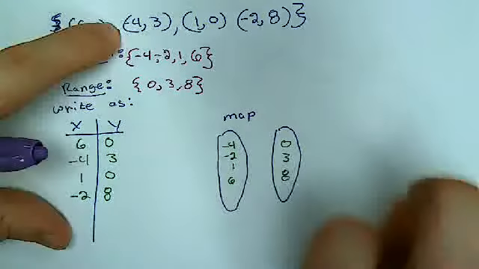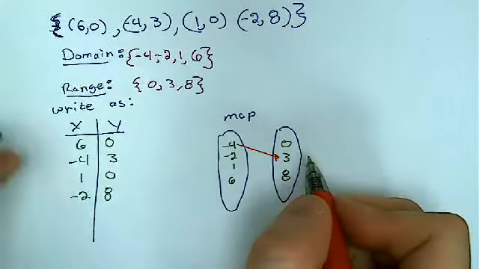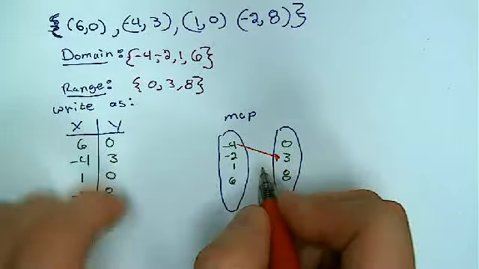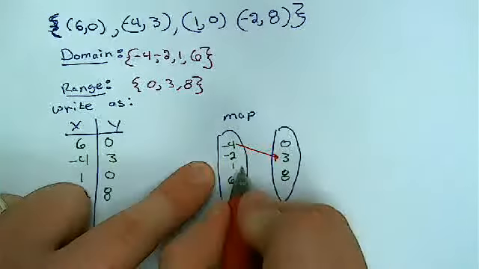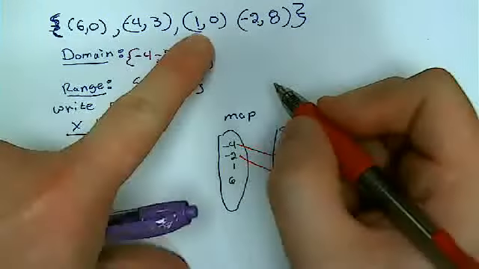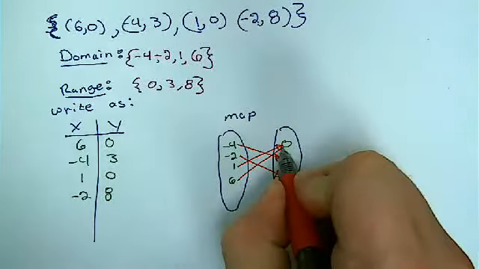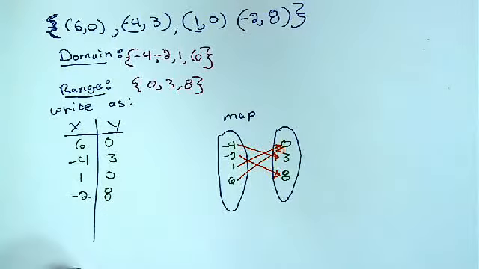-4 is mapped to 3. -2 is mapped to 8. 1 is mapped to 0. And 6 is mapped to 0.